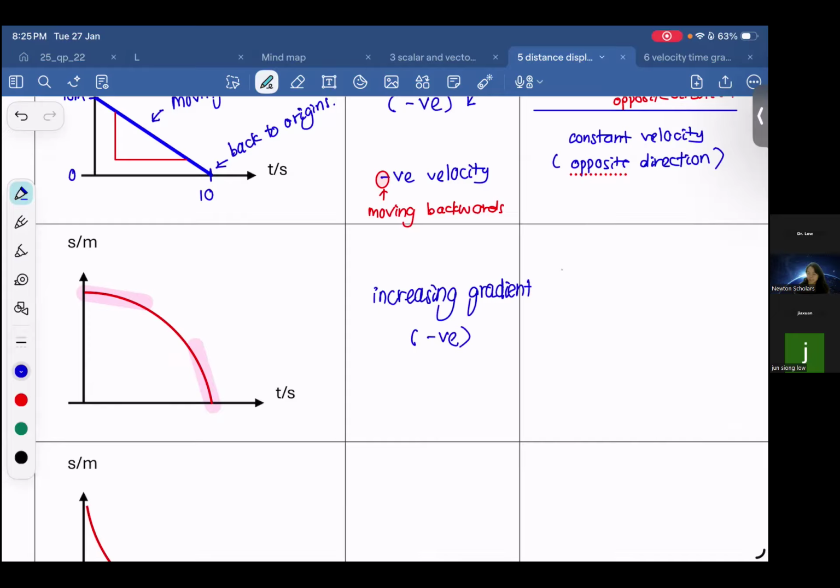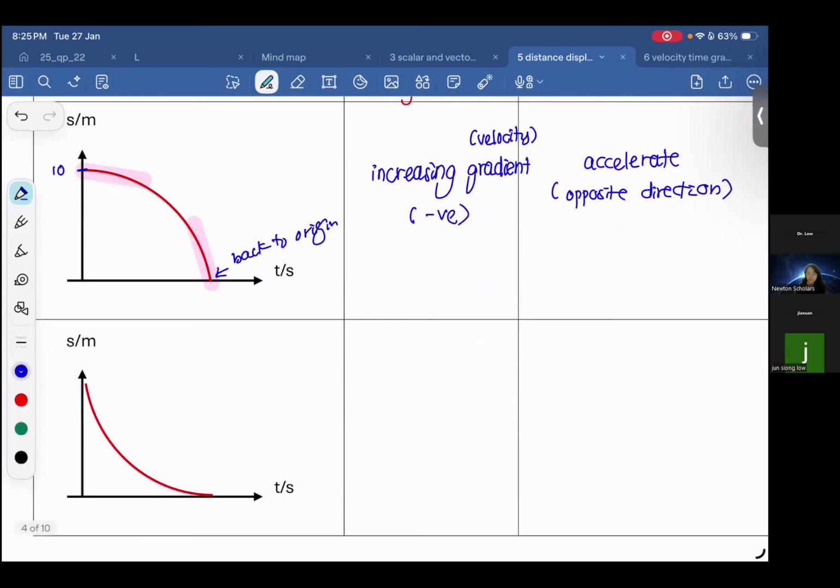So at here, increasing gradient, gradient represents velocity, so we are accelerating. The object accelerates in the opposite direction. Yes, Zunxiong, correct. It accelerates but in the opposite direction. So it is also moving from 10 meters and then back to origin.